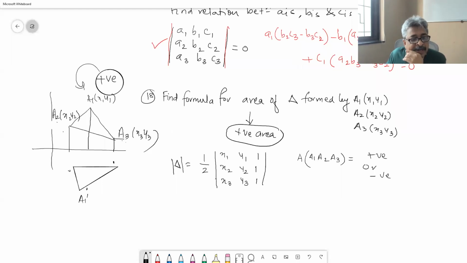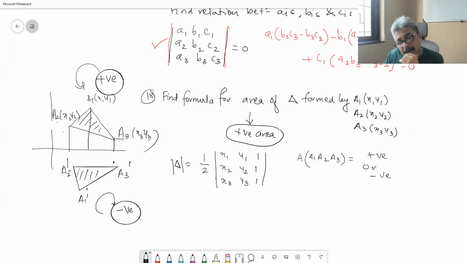Then this will be 1 dash, this will be 3 dash and this will be 2 dash. Of course these two triangles are congruent, therefore the area is numerically going to be the same. But if we consider this positive, then this area is clockwise, therefore it will be negative, having kept these rows as they are.